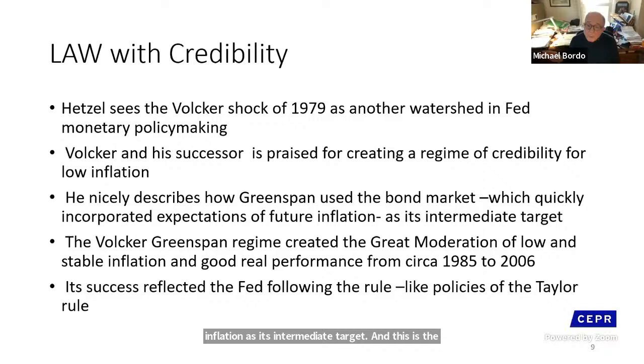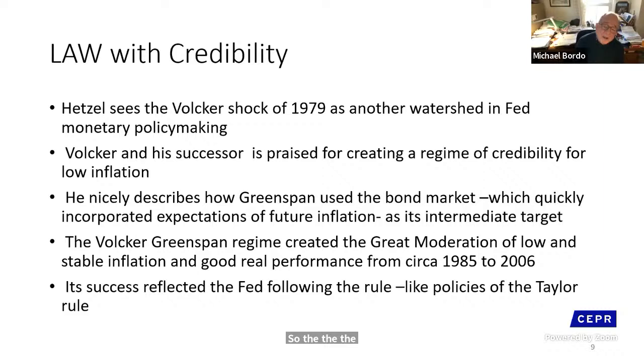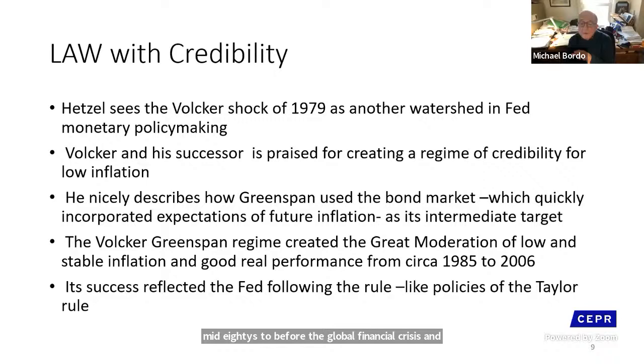So the Volcker-Greenspan regime created the Great Moderation of low and stable inflation and good real performance that goes from the mid-80s to before the global financial crisis. And its success, as Bob says, is because the Fed followed rule-like policies. And I threw the Taylor rule in there, but it didn't have to be the Taylor rule.